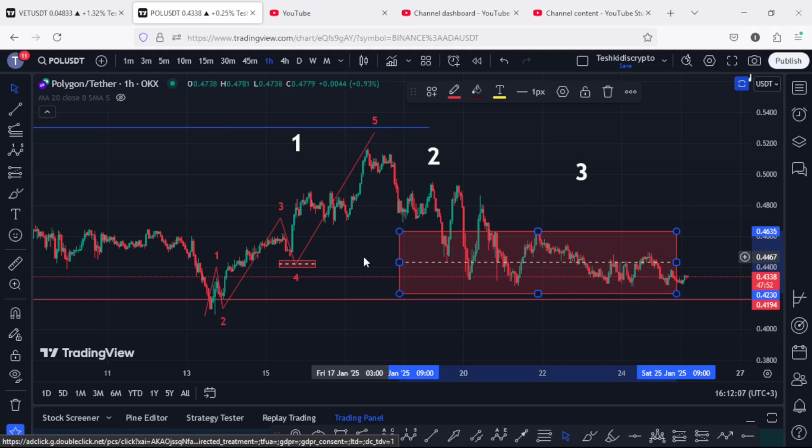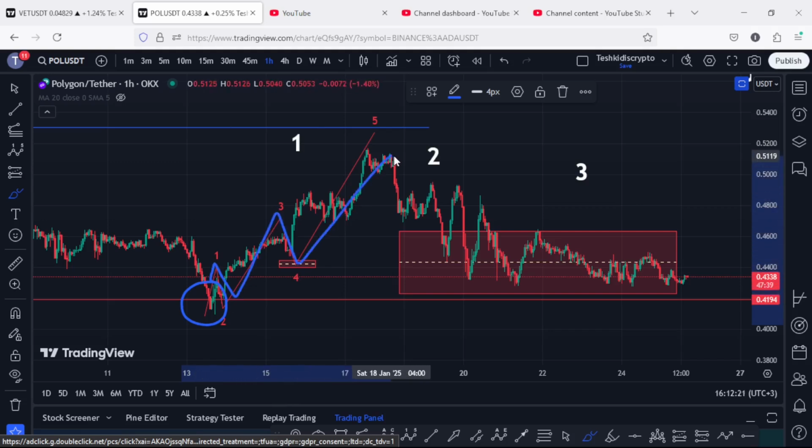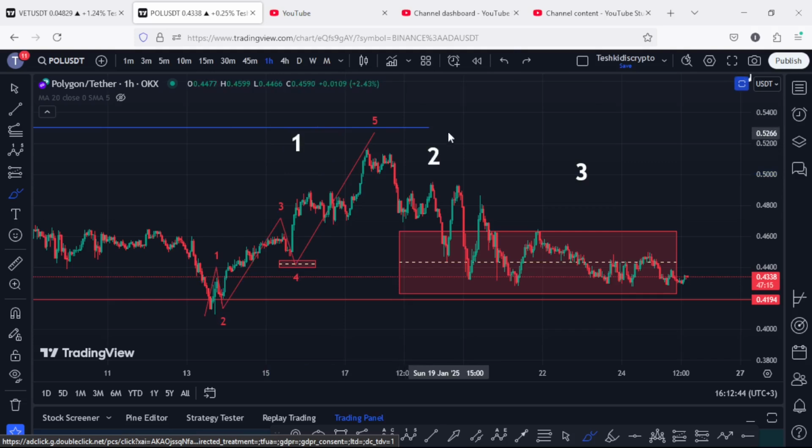Starting the video by first giving you a recap of what has been happening from the lows we made on the 13th of January, where we started a very nice bounce to the upside and we first peaked impulsively in a 5-wave structure in a move that gave us a high above the 0.5176. And after we peaked in the formation of that 5-wave structure, we completed the formation of this larger additive count 1.